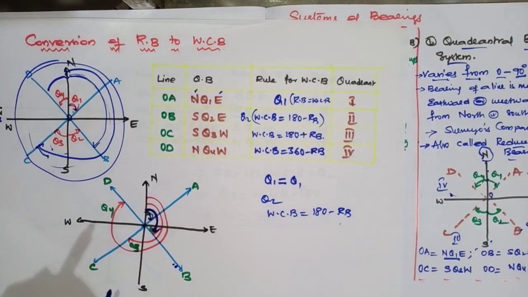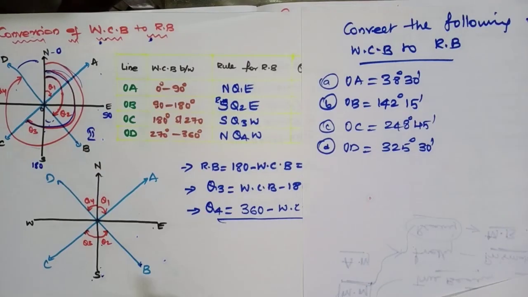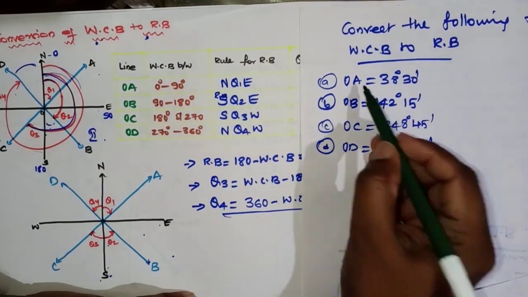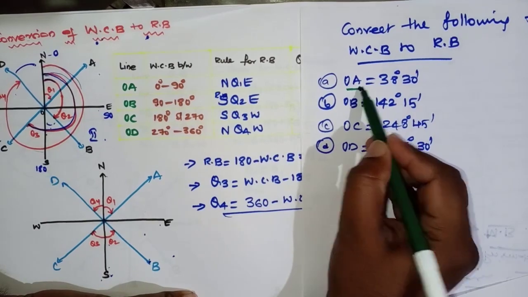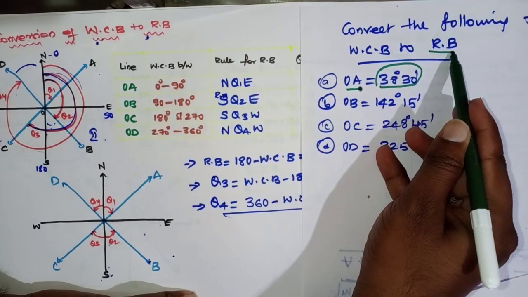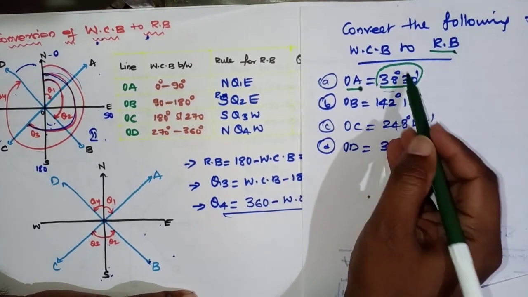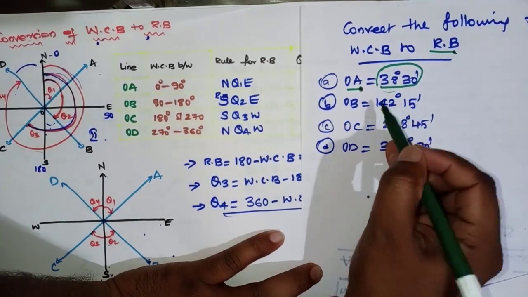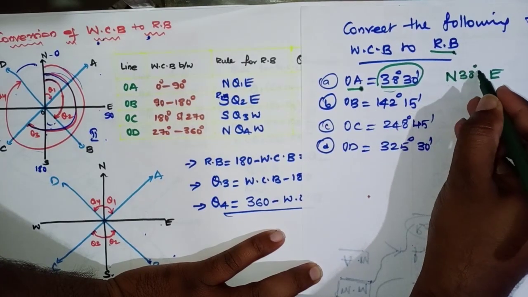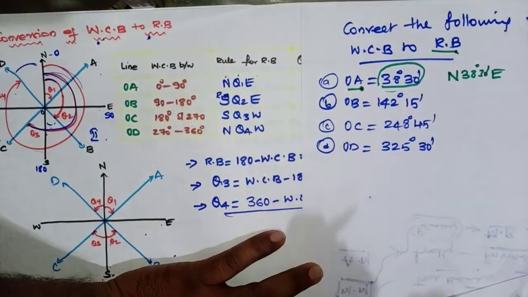Based upon this, I will try to do one or two problems. Now I have taken one example problem for whole circle bearing system to reduced bearing system conversion, because you are definitely going to get one such problem. Now see here, OA, the designations may be different. So OA is 38 degrees 30 minutes. This is the whole circle bearing system. This is 0 to 90 only, less than 90, which means it lies in the first quadrant. First quadrant means northeast, and the value never changes: 38 degrees 30 minutes, North theta 1 E.